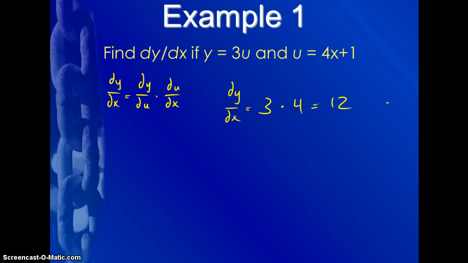Now if you want, you could just do basic substitution and say u equals 4x plus 1, so the original y was 3 times 4x plus 1, or 12x plus 3, so my y prime, or dy dx, is 12. So you see that the answers match. It's just a different way of approaching it.